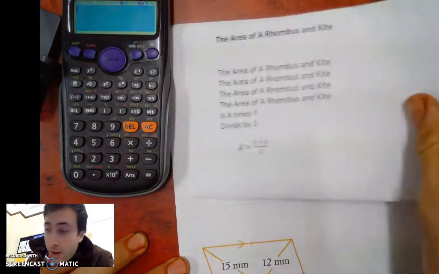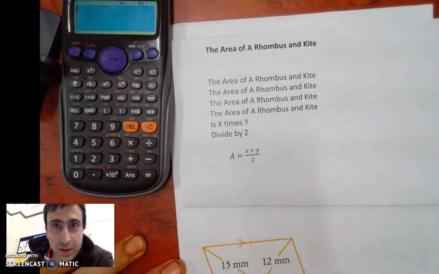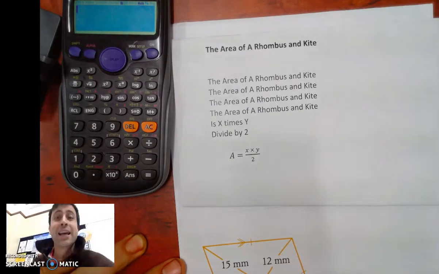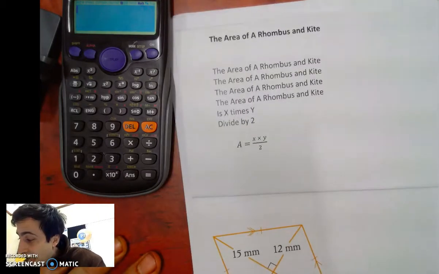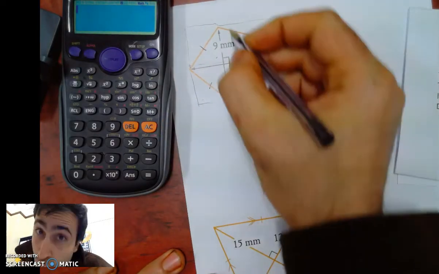The area of a rhombus and kite, rhombus and kite, rhombus and kite. Area of a rhombus and kite is x times y divided by 2.